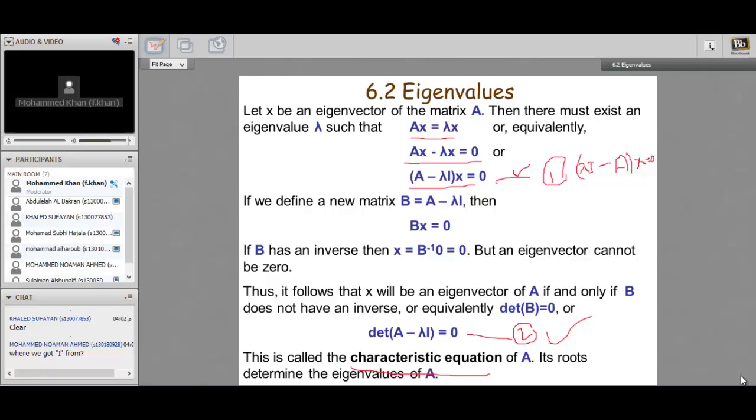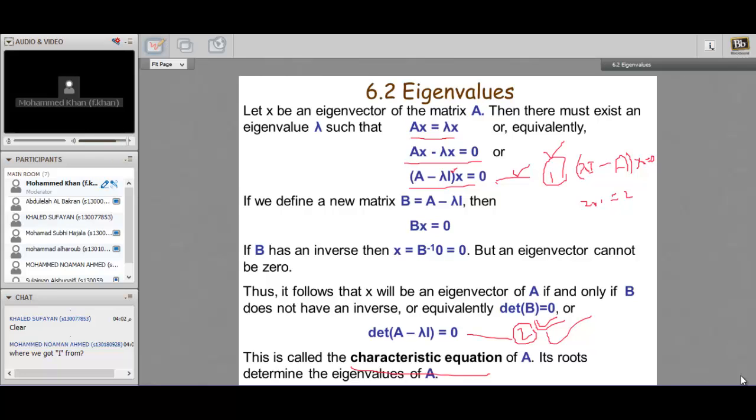In lambda I, if you ask where we got I, it means the identity matrix. If we multiply any matrix with the identity, we get the same matrix. For example, if we multiply 2 into 1, we get 2. If we multiply 3 into 1, we get 3. If we multiply 4 into 1, we get 4. Similarly, if we multiply any matrix with the identity, we get the same matrix. There is no change. This is the property of the identity, so here lambda I is the identity.